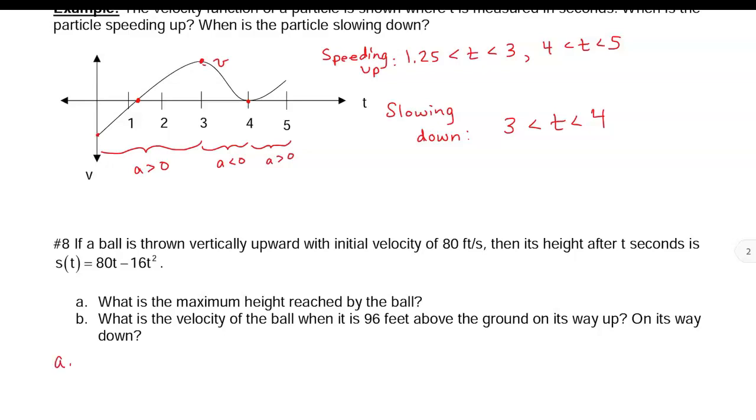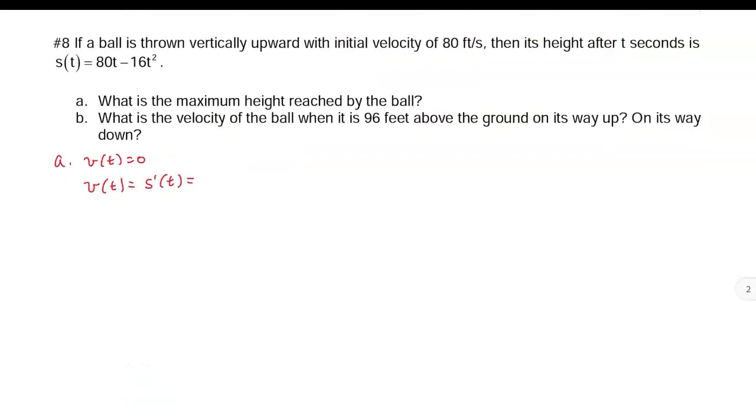In part A, the ball would reach a maximum height when velocity equals 0. Let's find the velocity first of all. The velocity is the derivative of position. The derivative of position is 80 minus 32t. So that's our velocity function. And we're going to set that equal to 0.